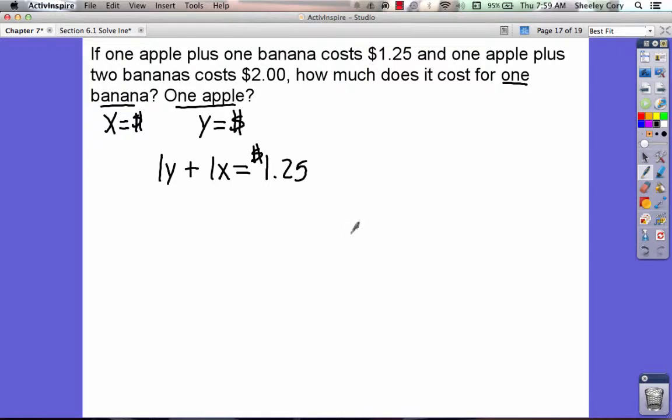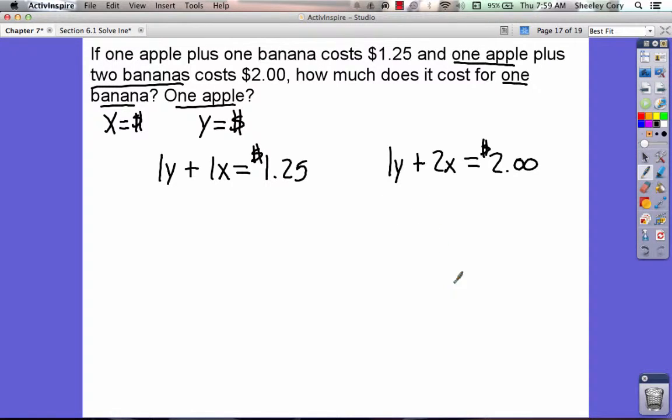And then they say that one apple plus two bananas costs $2. So one apple, two bananas costs $2. So we can say one apple, 1y, plus 2x equals $2. Okay, we have a system of equations here. We have two variables in one equation, two variables in the other equation. They're the exact same variables. We've already gone through how to solve these using graphing and using substitution.